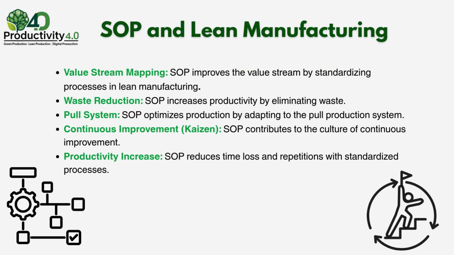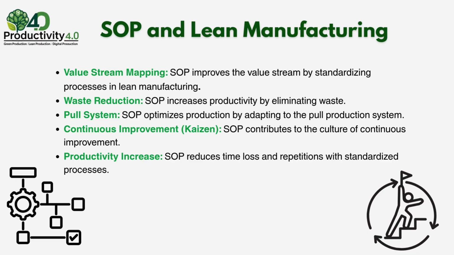Standard operating procedure is a critical tool that strengthens the lean manufacturing philosophy. First, the standardization of processes through standard operating procedures improves value stream flow. This allows each step to become more efficient and optimizes the production process flow.